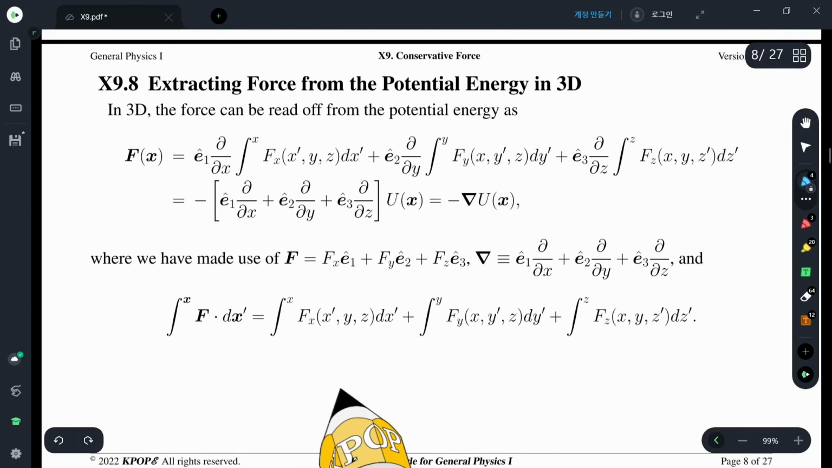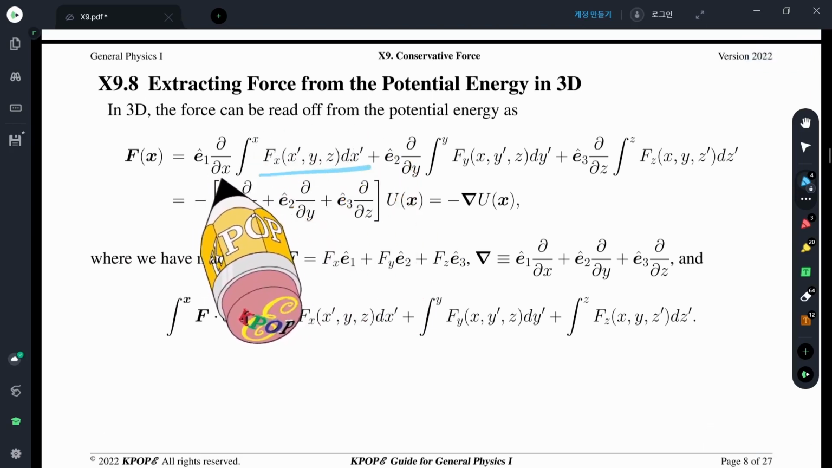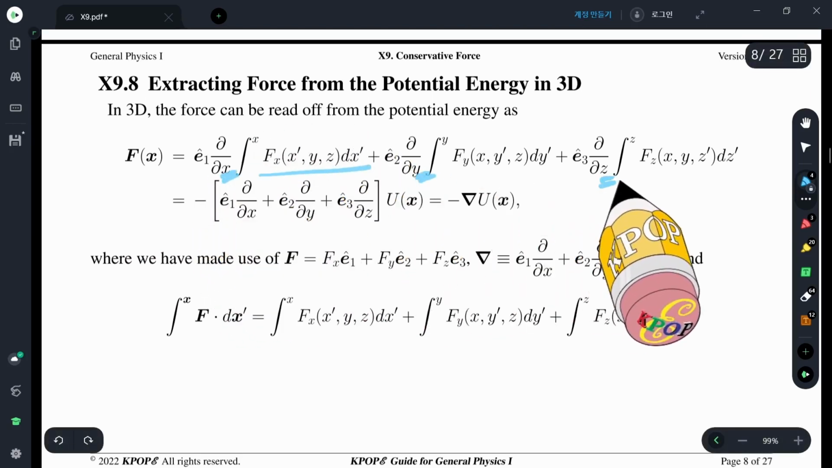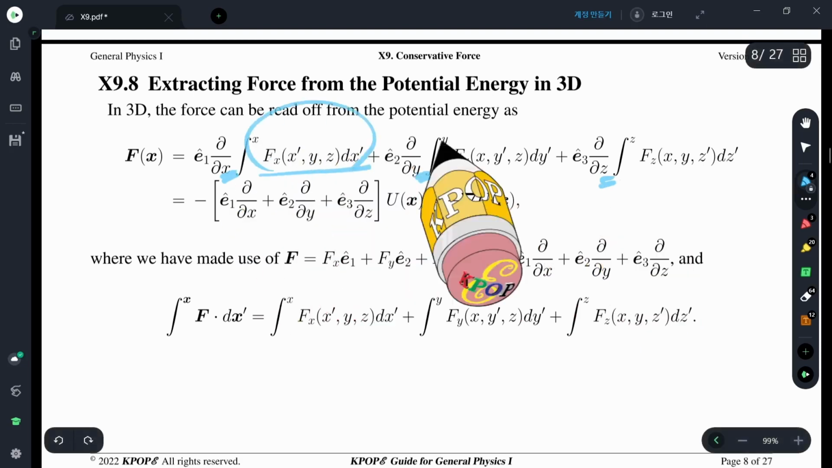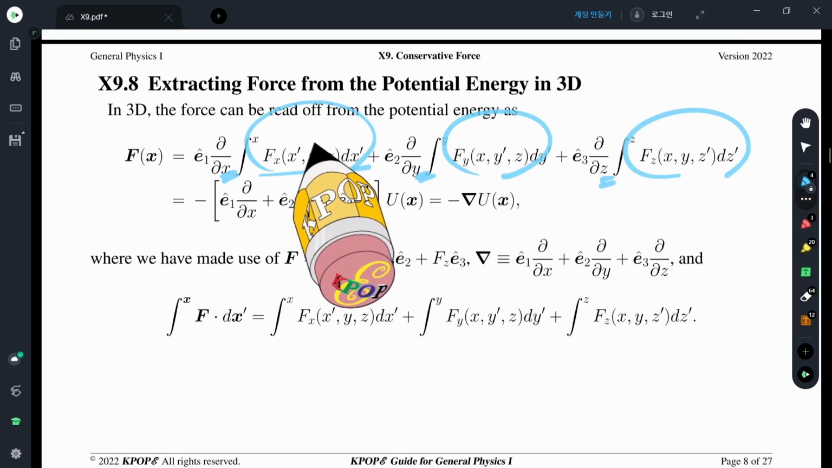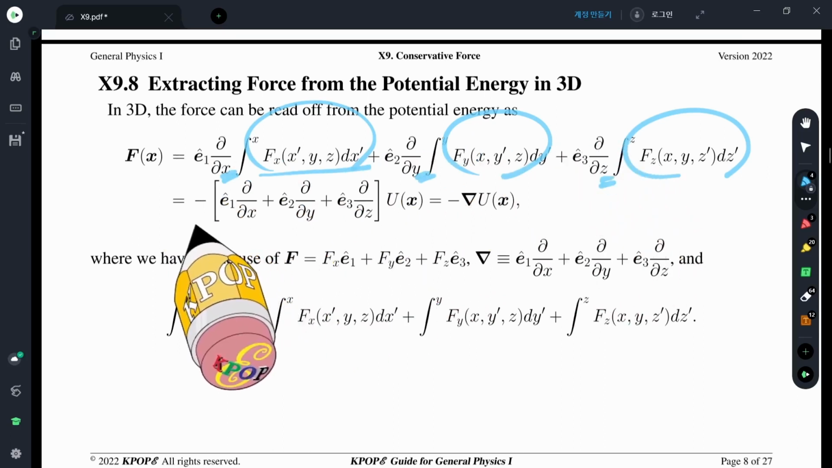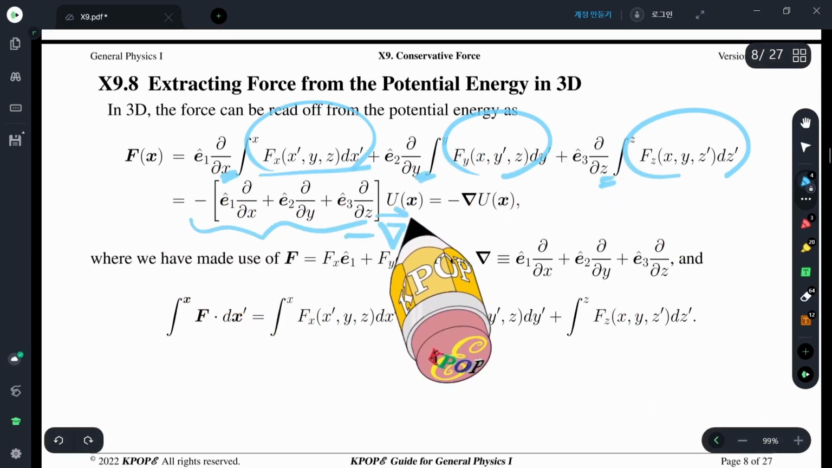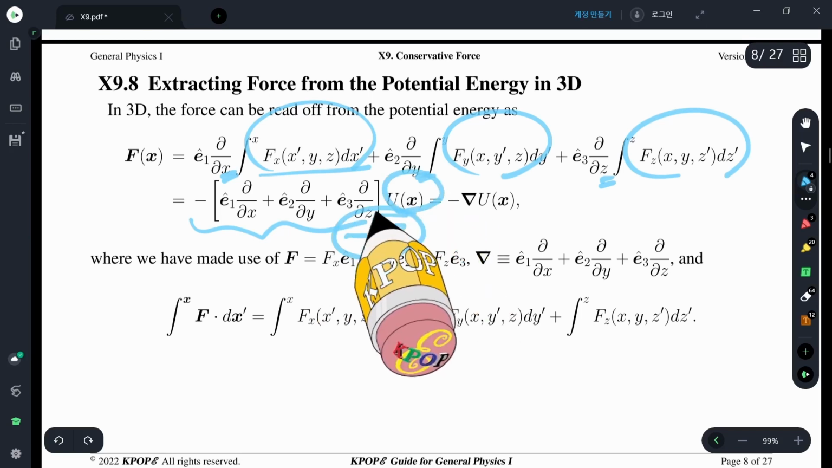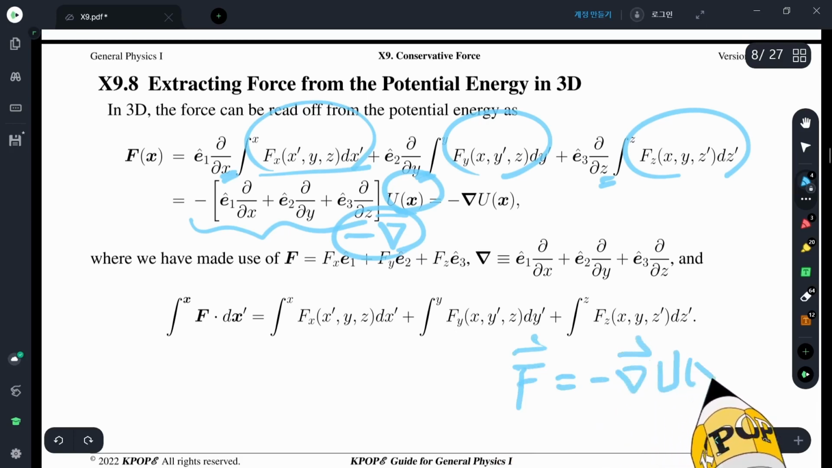So extracting force from the potential energy in 3D, I have already explained everything. The force is the derivative of the integral for x, y, and z. And this is the work, and gradient is a negative of work. Therefore, if I combine everything all together, what I have is a minus gradient applied to the potential energy. So the force F is minus the gradient of potential energy.